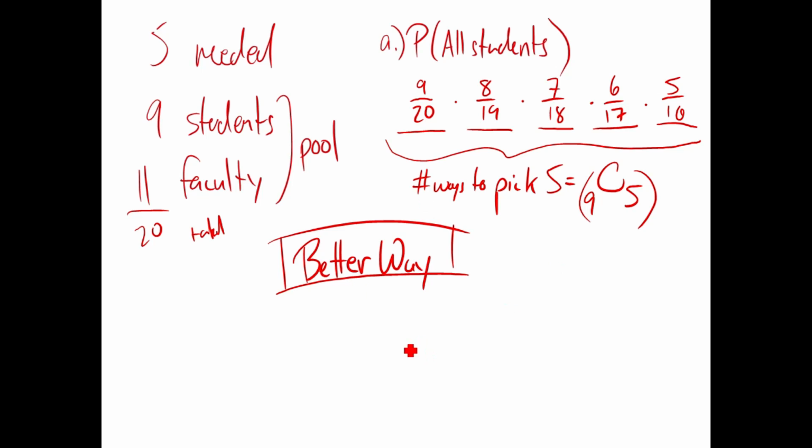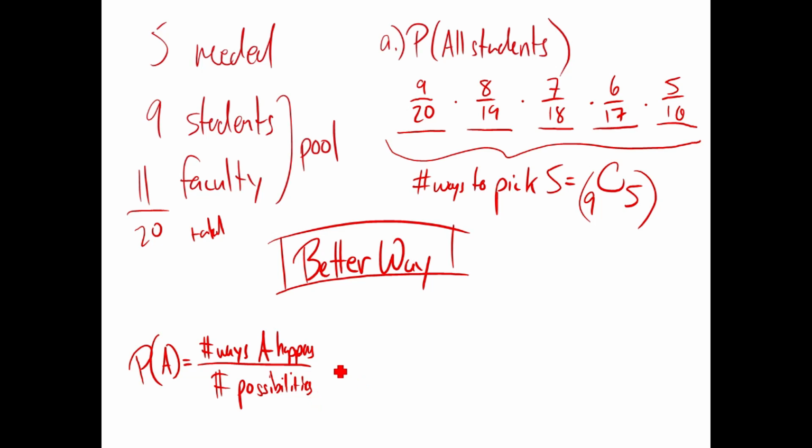Okay, the better way to think about it is in general, the probability of an event, right? It's the number of ways that A can happen, divided by the number of possibilities.